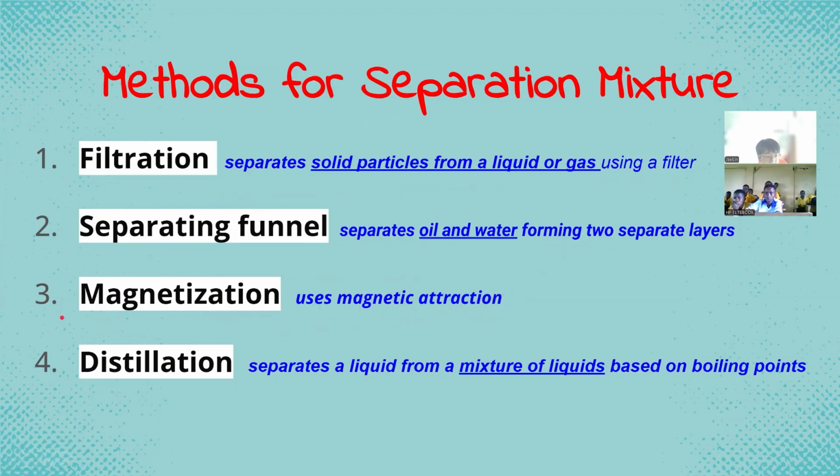And finally, we have distillation. Distillation is when it separates a liquid from a mixture of liquids. So when we have a mixture of two liquids, we separate them by boiling points. We will get to this in just a little bit, but these are the main four methods of separating mixtures. I'll let you write down a little bit and then I can move on.